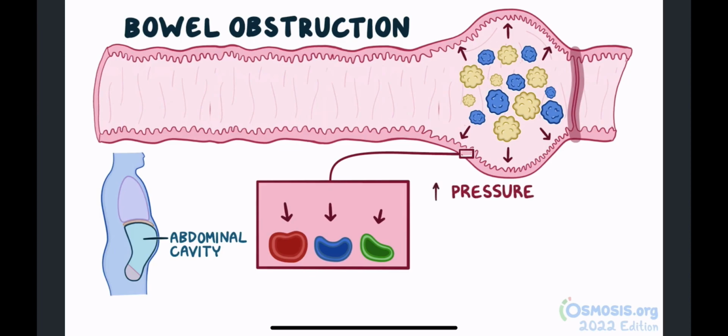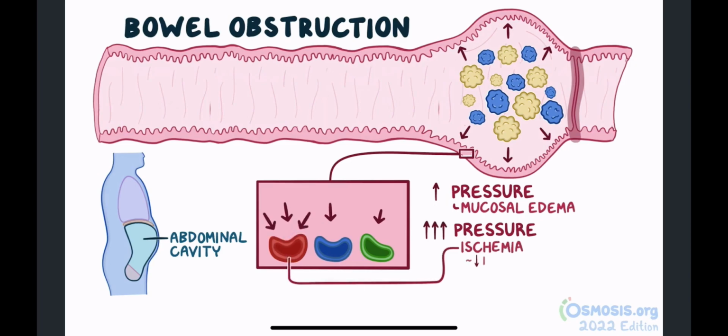The pressure pushes the water in these vessels into the surrounding area, leading to mucosal edema. If pressure inside the lumen gets even higher, it also compresses mucosal arteries, leading to ischemia, or reduced blood flow to the intestinal wall. In turn, ischemia causes hypoxia, or low oxygen supply.